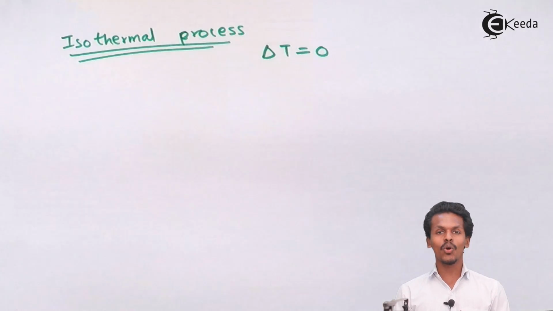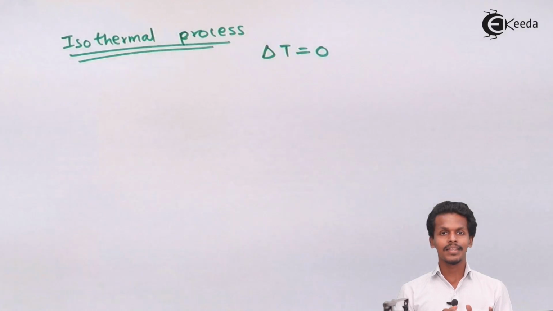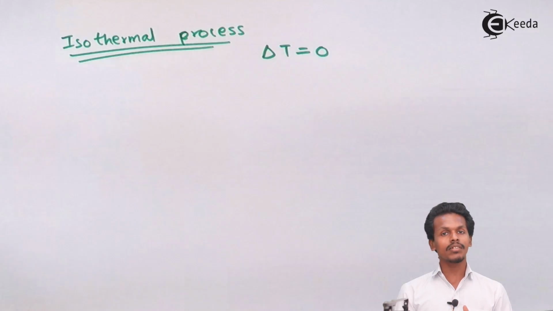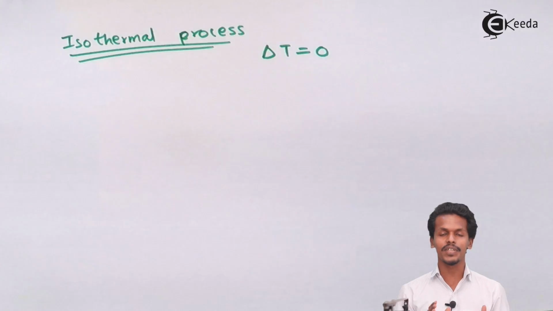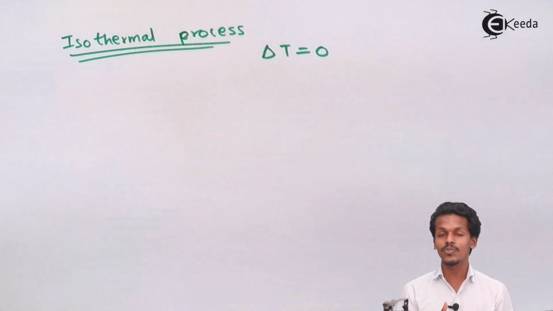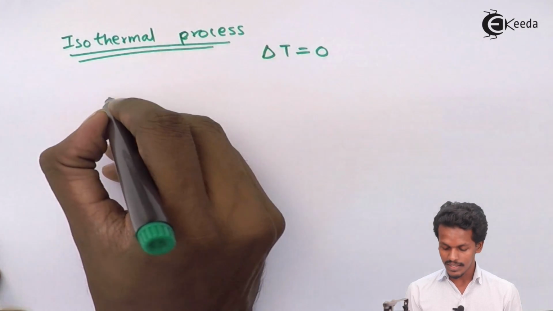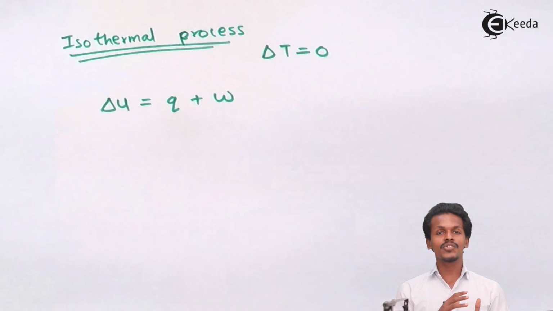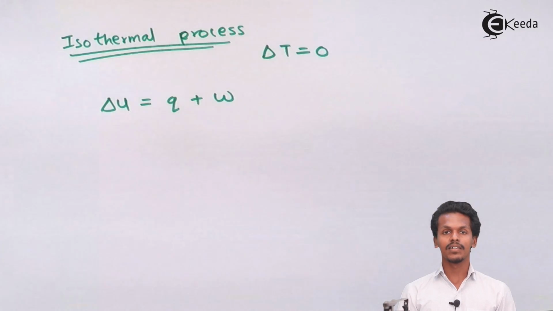So what is actually the role of the temperature in the change of internal energy? Let me tell you, if the temperature is kept constant throughout the whole process, there would be no increase or decrease in the temperature. This will lead to no change in internal energy, and the internal energy would remain constant throughout the whole process. So delta U is equal to Q plus W, because the change in internal energy is because of the heat and because of the work done on the system by the surroundings.